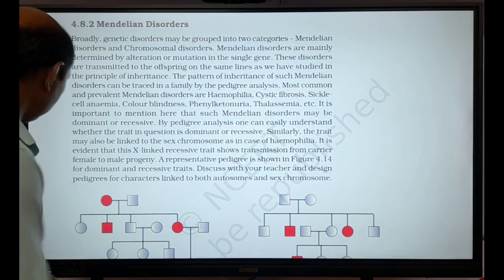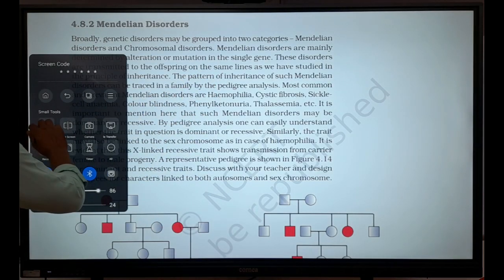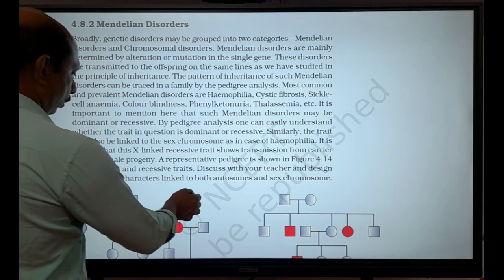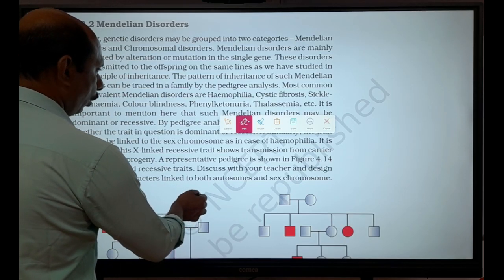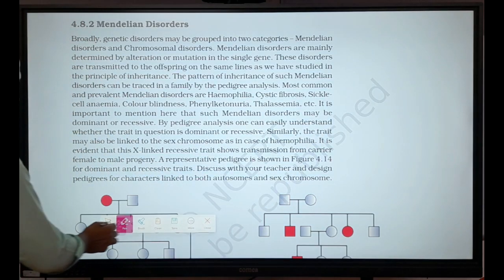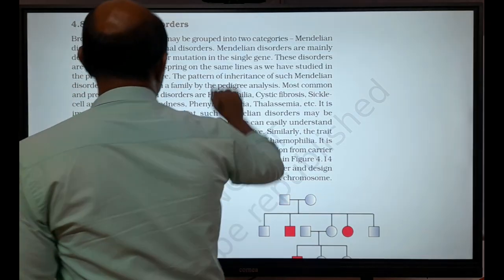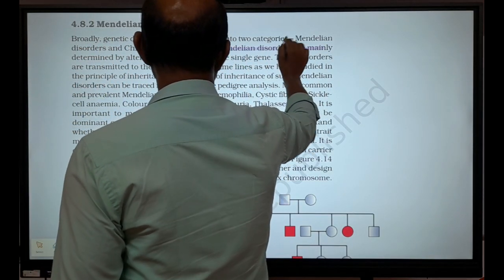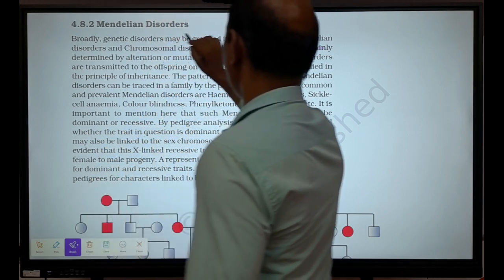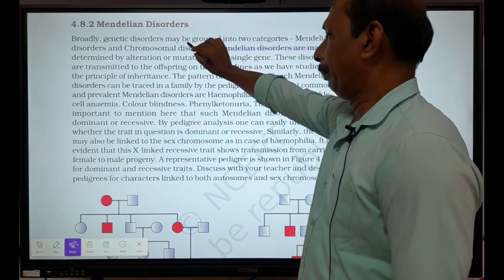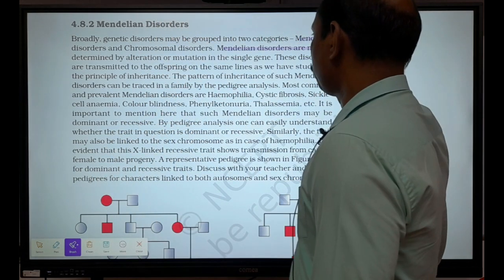Here, what is given? You have to underline this one because these are important points. All the statements in NCERT are very important and you have to read them very carefully, right? Mendelian disorders. Here, first, what is given? Genetic disorders are grouped into two categories. First is Mendelian disorder.